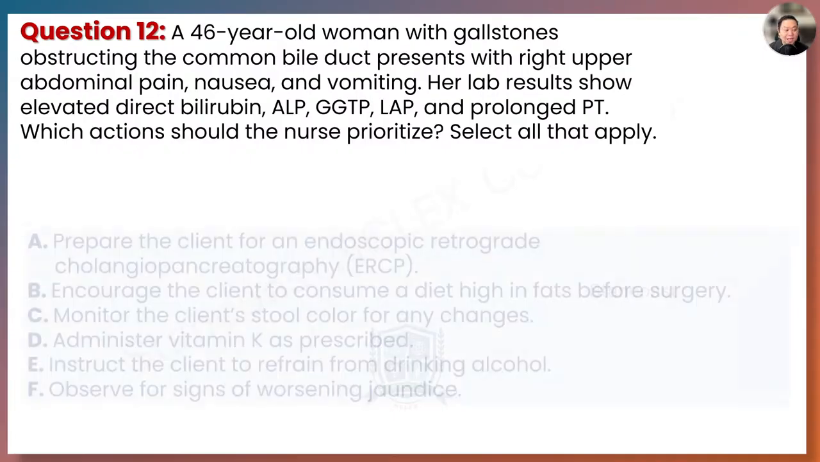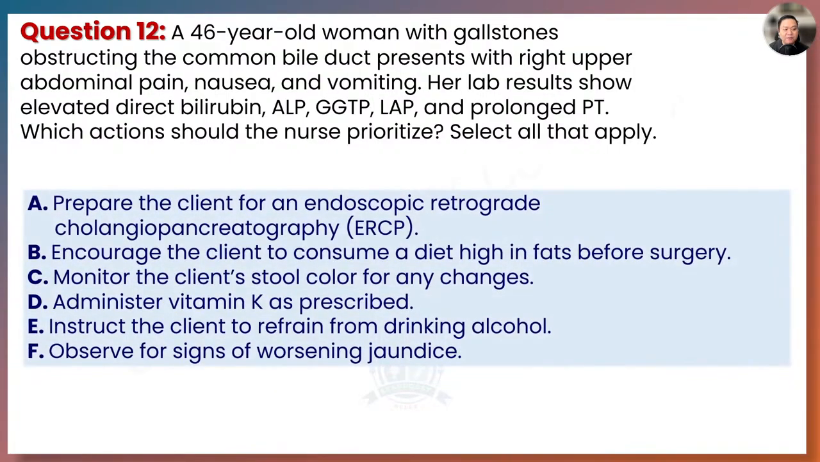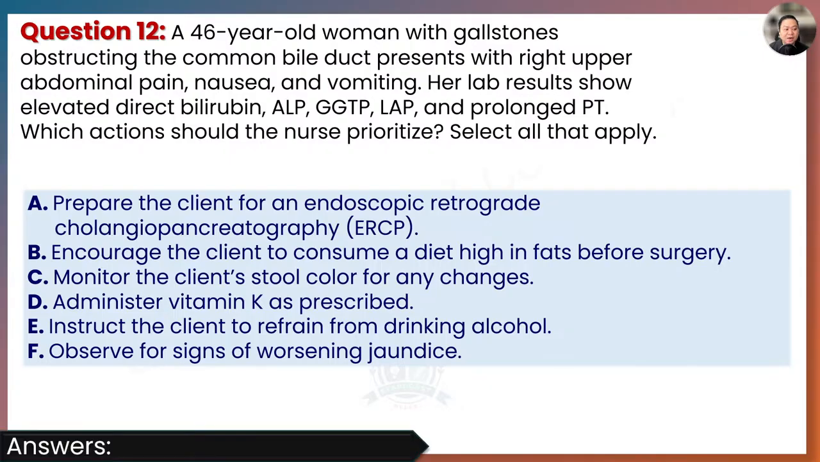Select all that apply. Options: A, prepare the client for an endoscopic retrograde cholangiopancreatography, ERCP. B, encourage the client to consume a diet high in fats before surgery. C, monitor the client's stool color for any changes. D, administer vitamin K as prescribed. E, instruct the client to refrain from drinking alcohol. F, observe for signs of worsening jaundice. The answers are letters A, C, D, E, and F.